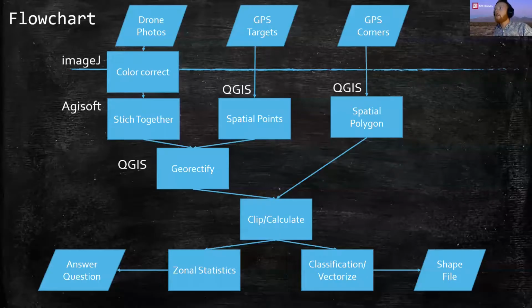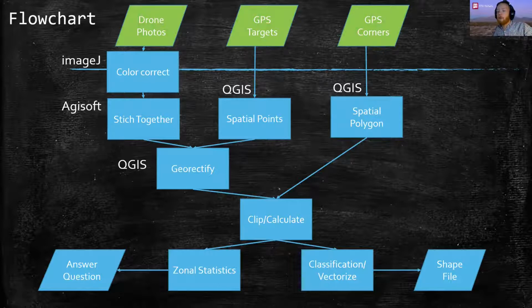So back to our flow chart, we can cross off that we got all of our data in. So we have our points and we have our photos. So let's go on to the color correction step.